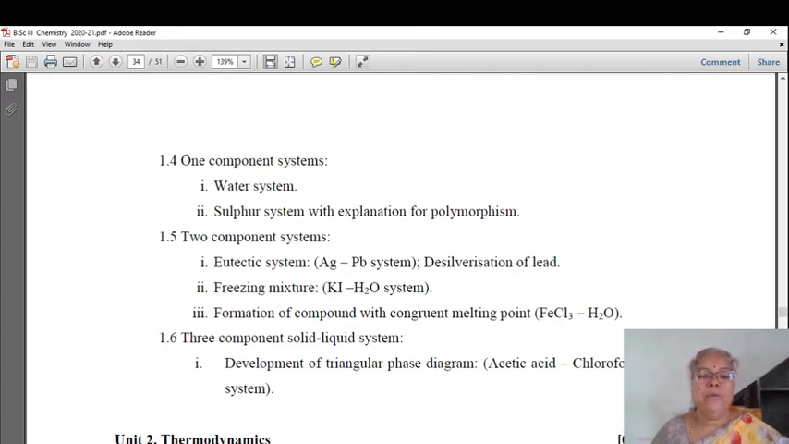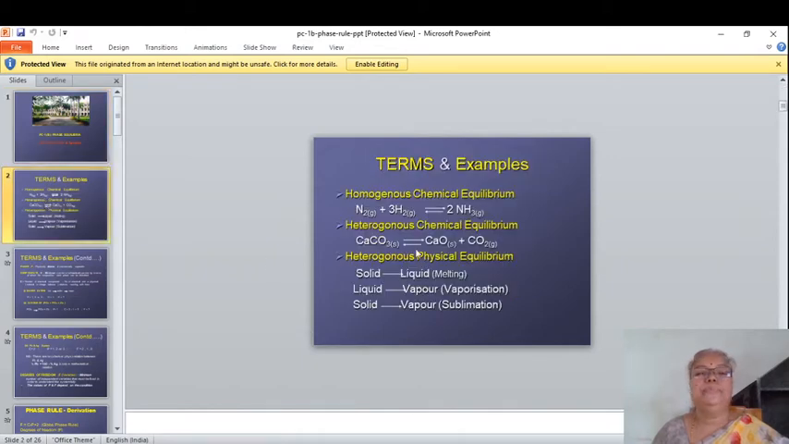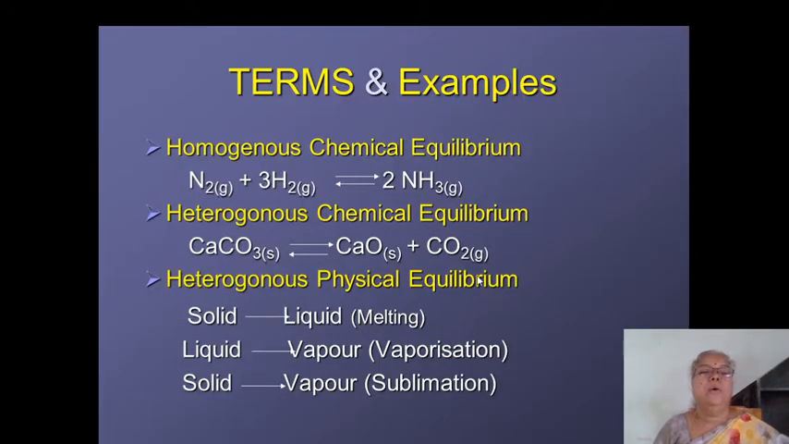Here at first, see, the homogeneous means any system that contains a single phase. Here, homogeneous system means any system that contains a single phase. Suppose, for example, here it is a chemical gaseous reaction, and here N2 reacts with H2 to form NH3.